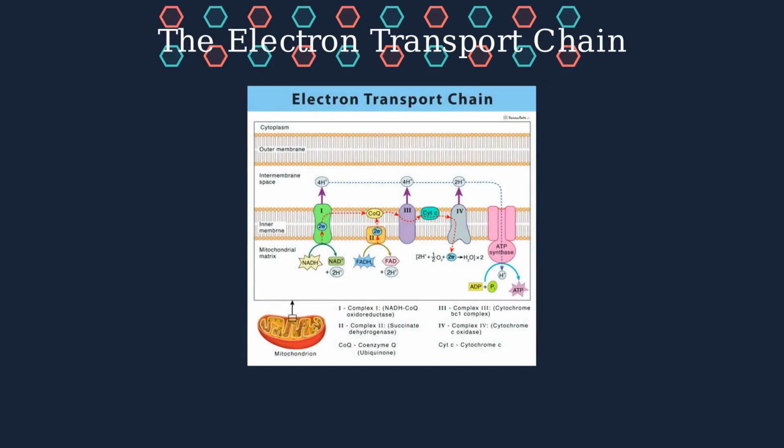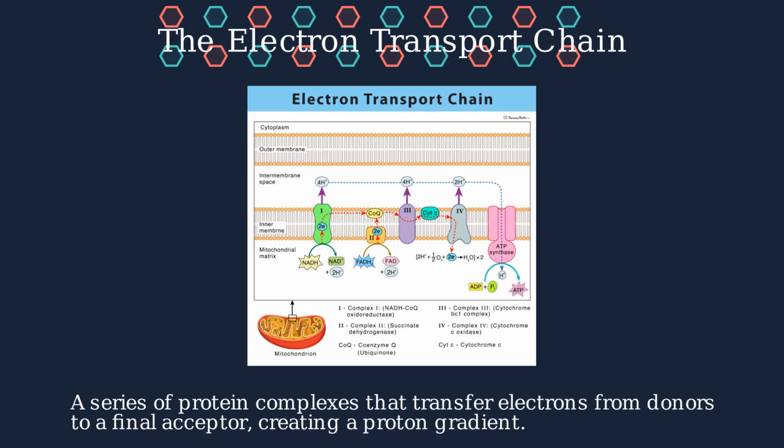A key concept in biological oxidation is the electron transport chain. This is a series of protein complexes located in the inner mitochondrial membrane. These complexes transfer electrons from donors like NADH and FADH2 to a final acceptor, usually oxygen. This electron transfer creates a proton gradient across the membrane. The main electron donors in this process are NADH and FADH2, while the final electron acceptor is typically oxygen, which combines with protons to form water.